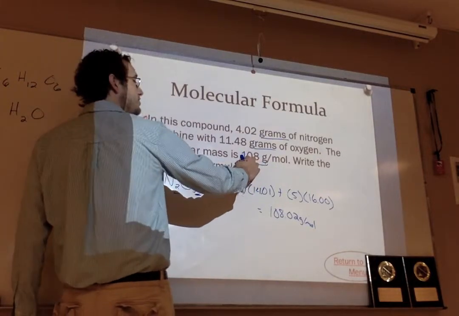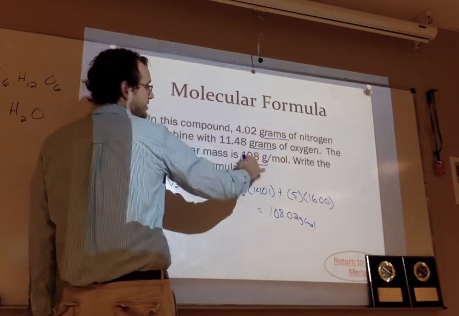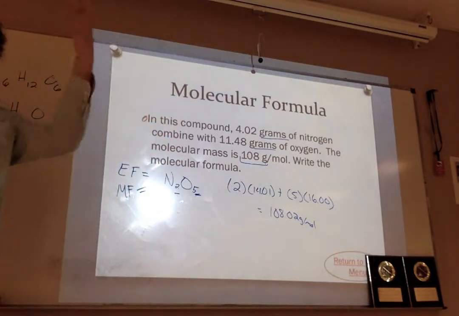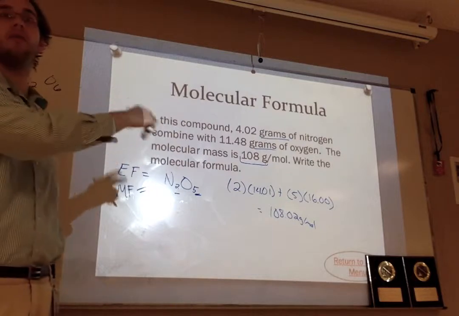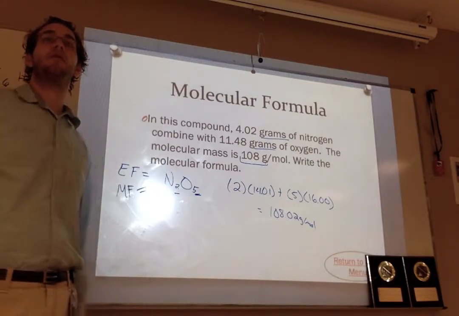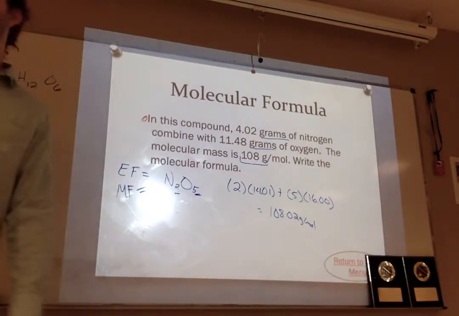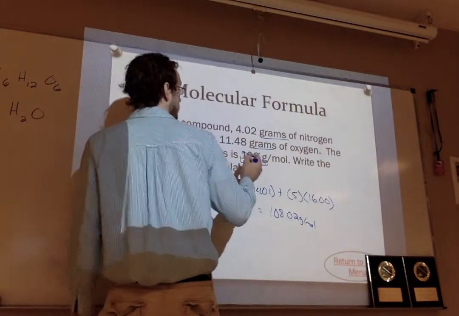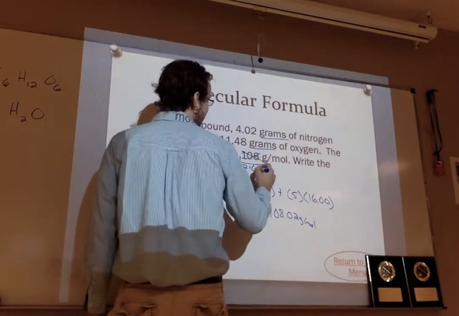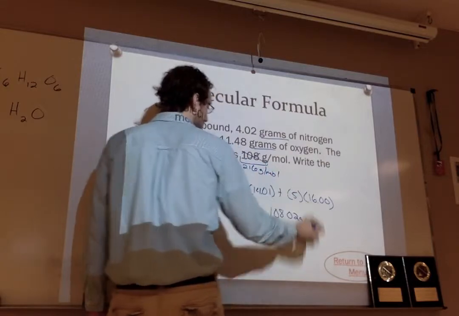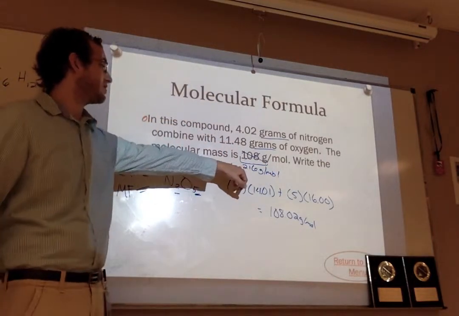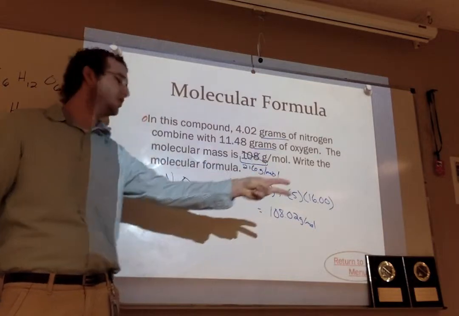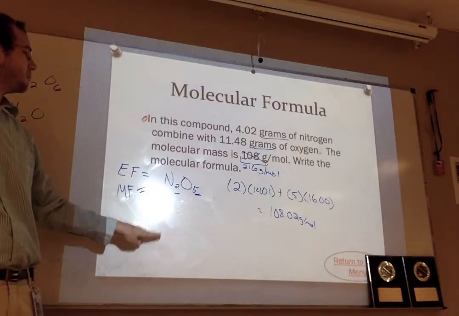Now, if this number was bigger, all you would have to do is take this divided by the smaller molar mass. I'll tell you how many times bigger it is, and then just run that number back through your empirical formula. For example, if I told you it wasn't 108 grams per mole, if I told you it was 216 grams per mole, that means 216 divided by 108 gives you 2. You'd run 2 through this, and your molecular formula would be N4O10.